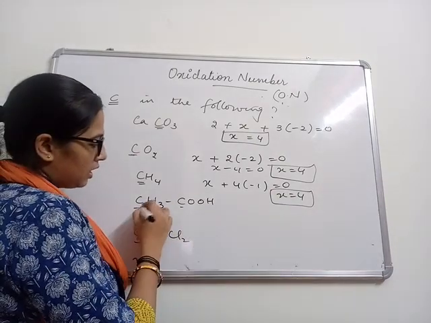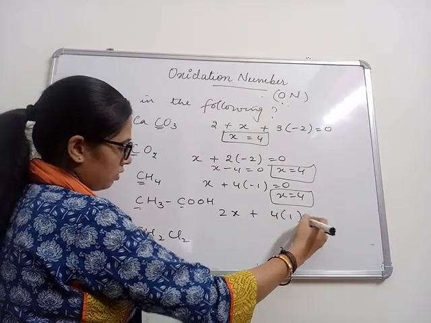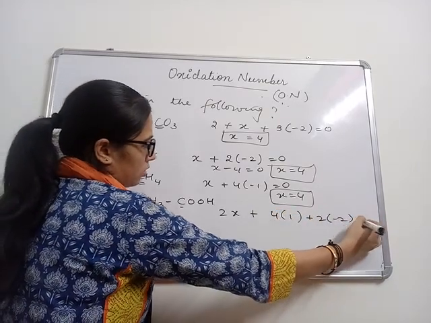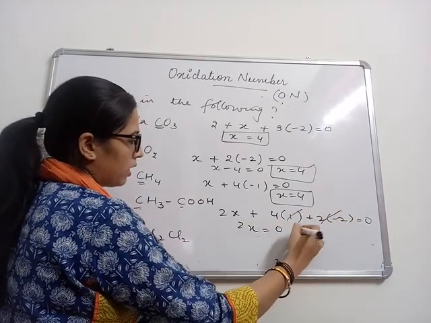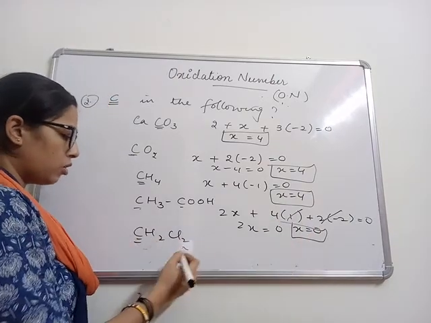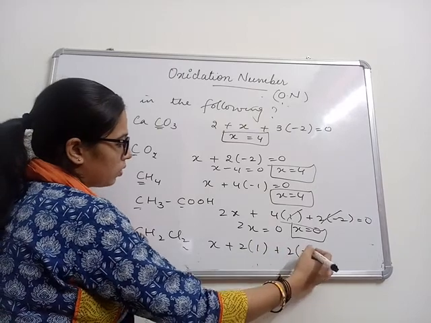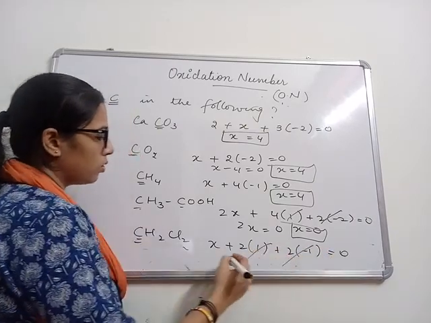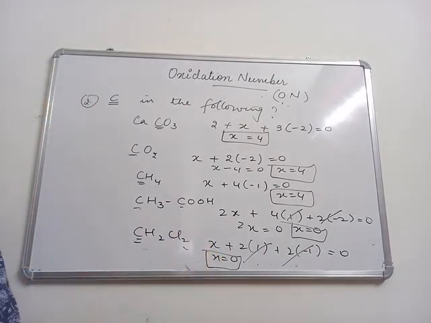In acetic acid, 2 carbon you have, let that be 2X, 4 hydrogen and 2 oxygen. Sum is equal to 0, so 2X plus 4 minus 4, so X is equal to 0. So carbon has 0 oxidation state. In dichloromethane, carbon we don't know, 2 hydrogen and 2 chlorine. Sum equal to 0, so X is again 0. So we can find the oxidation state of carbon in the following compounds in this particular manner.